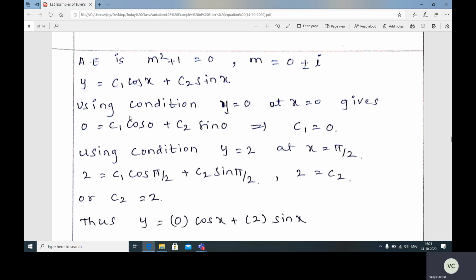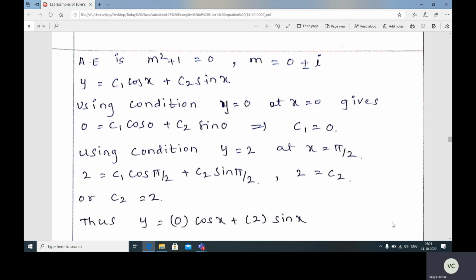Next we want the particular solution, because conditions are given. So use the conditions. Y is equal to 0 at x is equal to 0. Using the first condition, 0 is equal to c1 cos 0 plus c2 sin 0. In place of x put 0, in place of y put 0. Sin 0 is 0, cos 0 is 1, so you will get c1 is equal to 0.